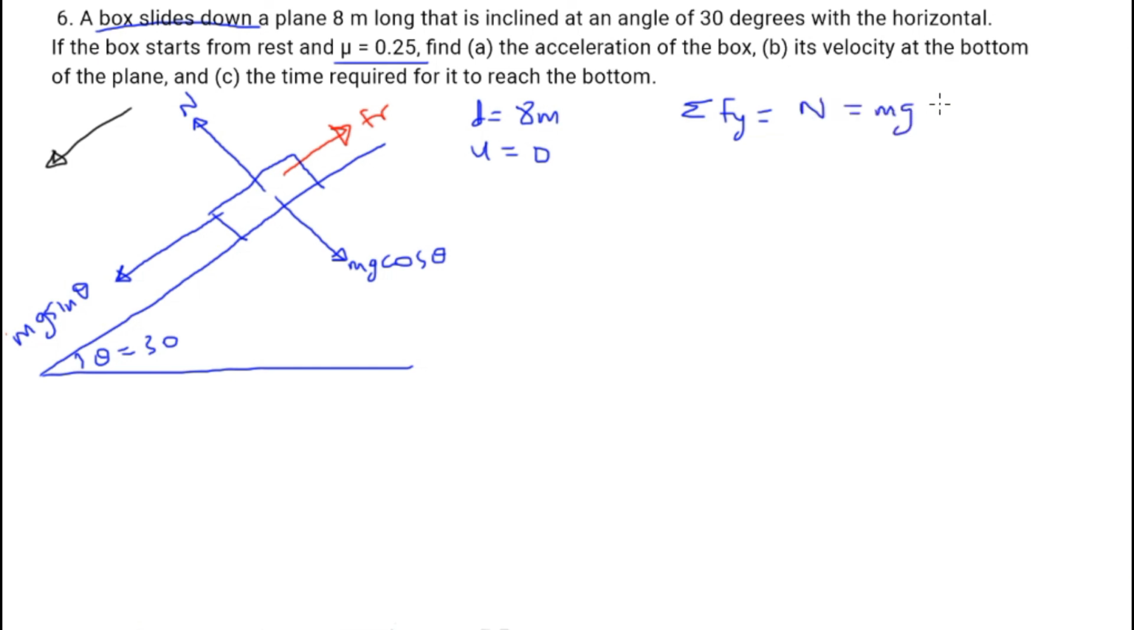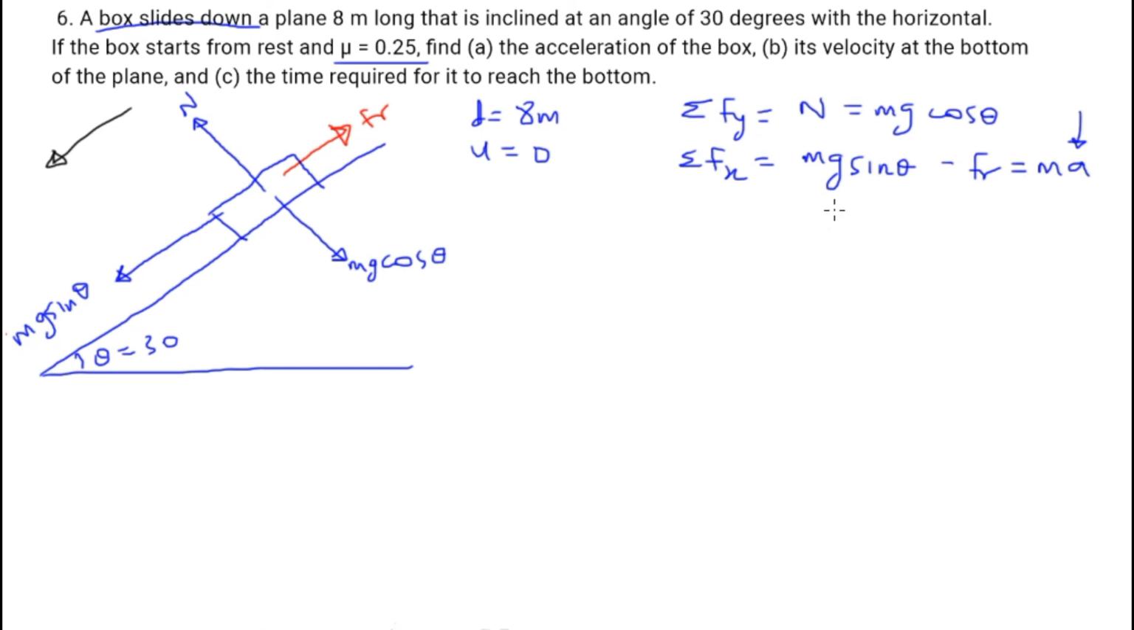N is equal to mg cosine of theta, and then along the x-axis component we will have the force in the direction of motion, mg sine theta, minus the force that is opposing it. That is actually the definition of net force, and it has to be equal to ma. So this is the acceleration that we want to find.